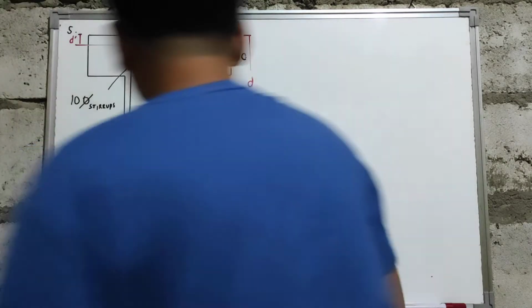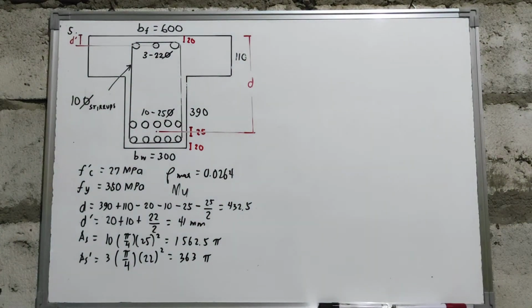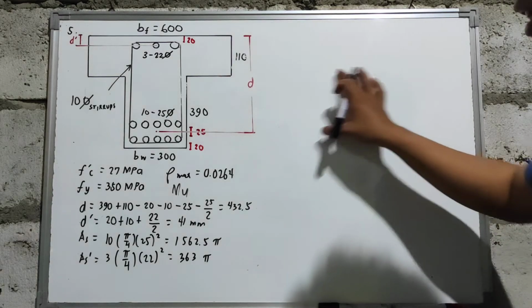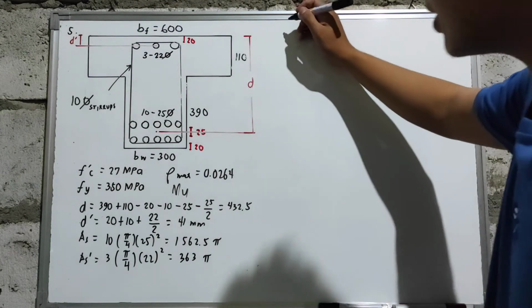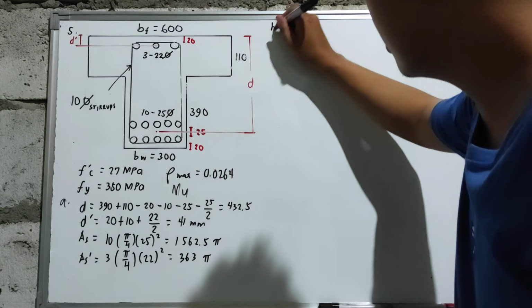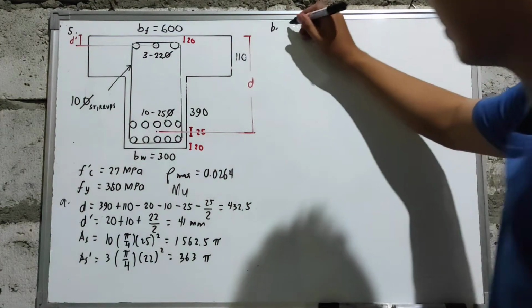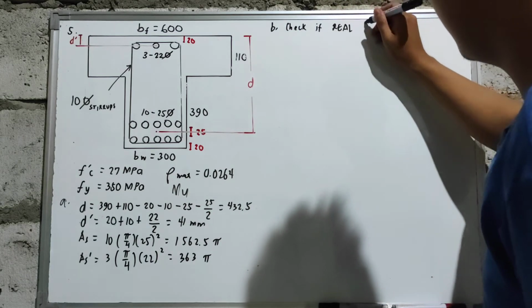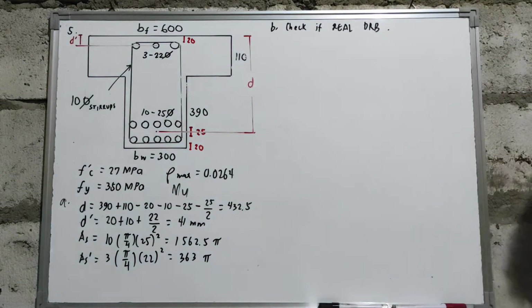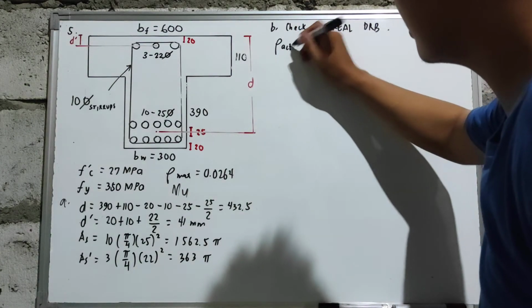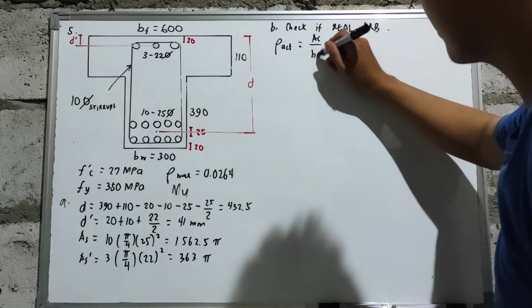So of course, since meron tayo dito na T-beam, yung first procedure natin is T-beam siya, tapos meron siyang doubling. So yung first procedure natin, kinuha muna natin yung mga values. So yung next procedure natin is check if real DRB muna. So paano po natin i-check yan? We will just acquire the value of your actual, which is AS over BD.